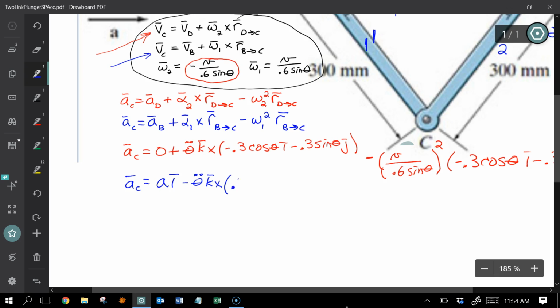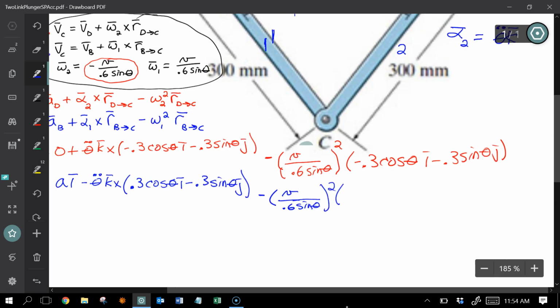It's going to be 0.3. I remember what it was, so I'm just going to write it in here. Minus 0.3. It's exactly what it was before. You don't have to even think about it. And then you have these extra terms over here, minus omega squared of 1. That's going to be v over 0.6 sine theta squared times the r, 0.3 cosine theta minus 0.3 sine theta.